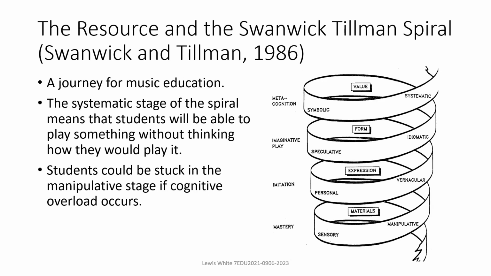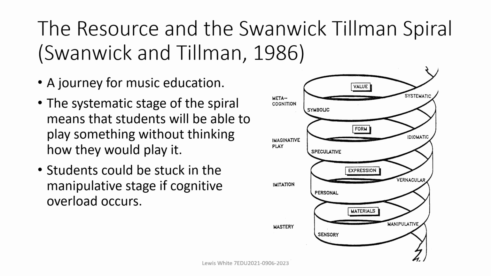This is the spiral of musical development, created by Swanwick and Tillman in 1986. Swanwick and Tillman's spiral is a model for music education. It shows the journey a music student would take from mastery to being able to deliver music systematically. Another way of thinking of this is that students are able to reproduce the music without thinking how they would play something. Using the resource meant that students were not having to rely on their memory to remember where the notes were on the keyboard.